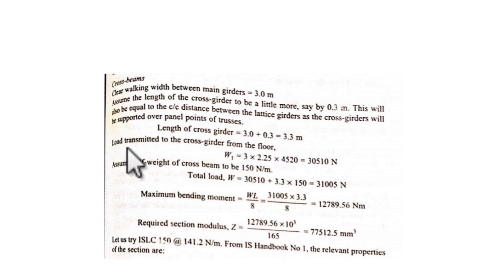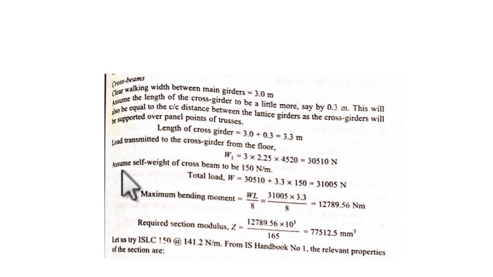Now what is the load transmitted to the cross girder from the floor? The floor that is resting on the cross girder is resting on a length of 3 meter only. The floor is not resting on 3.3 meter. That we have taken as an extra length or projection. Whatever load is coming, it is coming on the 3 meter span of the cross girder only. So what is the load that is coming? 3 into 2.25 into 4520. 4520 was the total load, live load plus dead load of the timber planks, in Newton per meter square. So the area is 3 into 2.25. This is the total load that is coming on the cross beam.